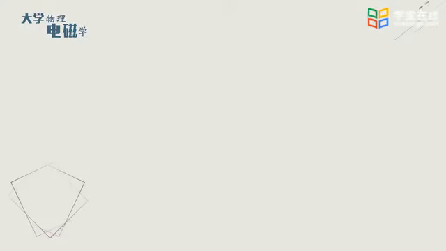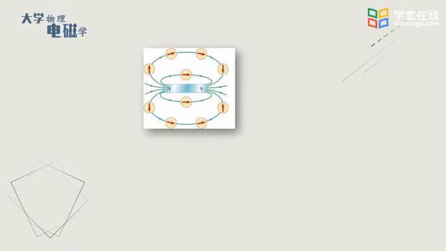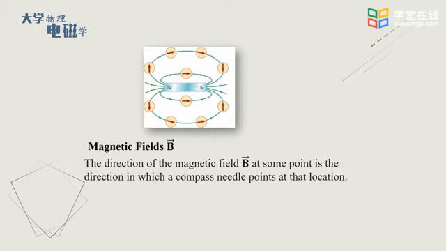Also, we have a magnetic field around a magnet. Historically, we have used the symbol B to represent a magnetic field. The direction of the magnetic field B at some point is the direction in which a compass needle points at that location. Just like the electric field, we also could visualize the magnetic field by drawing field lines.